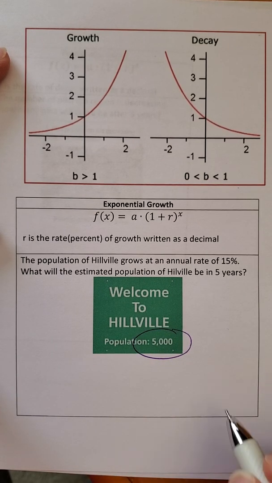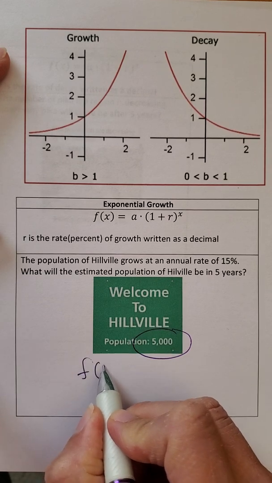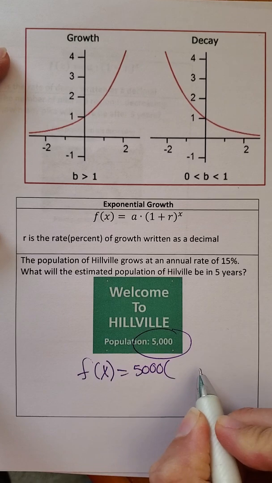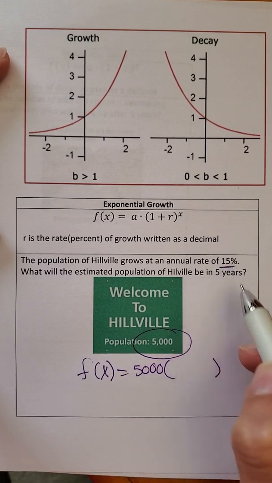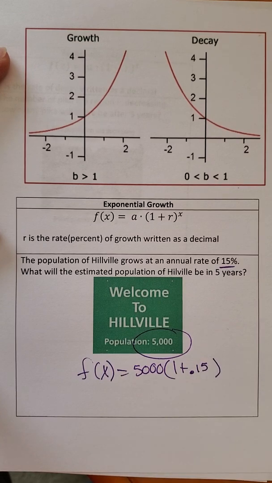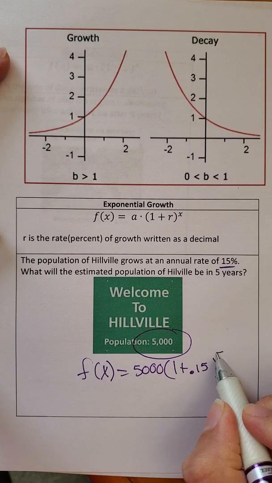So we want to know what the population currently is. It's 5,000. So let's set up our model. F of x equals 5,000. That's our initial value. Our rate is 15%, and because it's growth, we're going to add the 15%. Remember, I changed that to a decimal by dividing the percent by 100. And our time in years is 5.